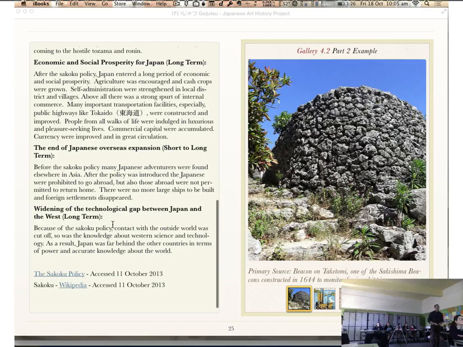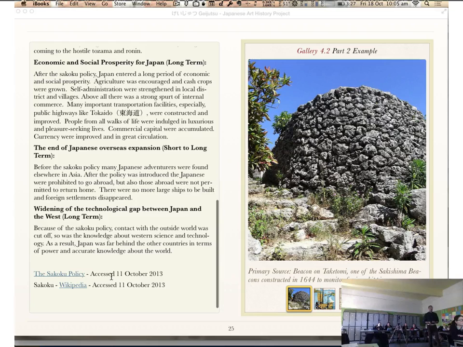The end of Japanese overseas expansion. Okay, probably could be a bad one. So obviously, if you couldn't leave Japan, Japan's not getting any bigger. All right, if no one could leave, all Japan had to its name was that little island. Okay, could you imagine if England had this law? No one can leave England. All right. They wouldn't have found Australia. We wouldn't be Australian, we might be German, or we might be Dutch. Okay? So, they didn't really expand.